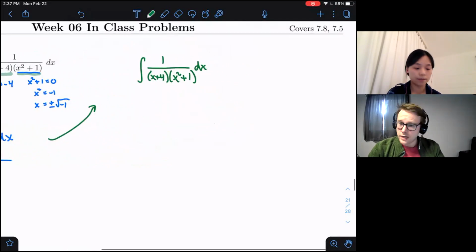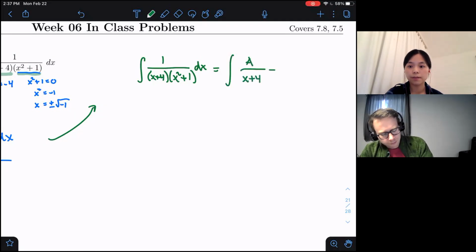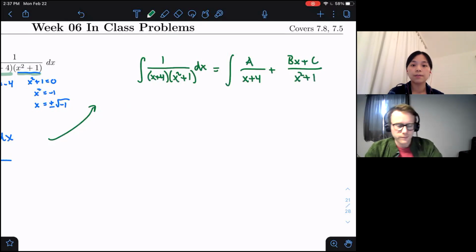And as you guys mentioned, this is going to be a partial fractions style question. So I'm going to go ahead and write this as the integral of, and the correct partial fractions decomposition is going to be A divided by x plus 4 plus Bx plus C divided by x squared plus 1.